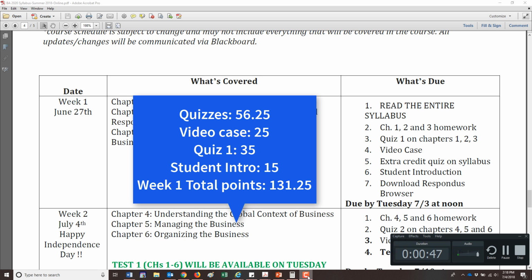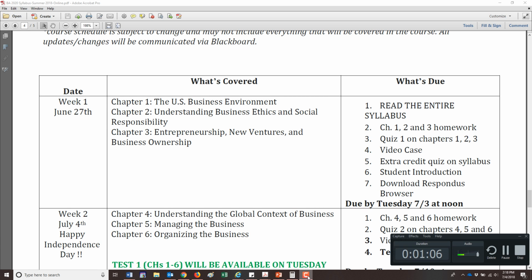Right now, after ending week 1, the total points are 131.25. You can look at your total points in Blackboard and measure it against 131.25 to see where you currently stand. If you did your extra credit quiz, kudos, you have a lot of extra points there, so keep up the great work. Looking at week 2, we are starting with Chapter 4, Understanding the Global Context of Business.